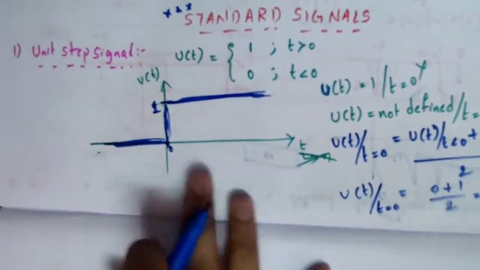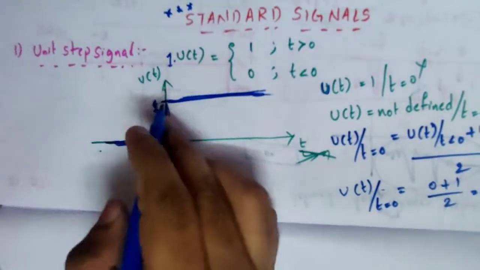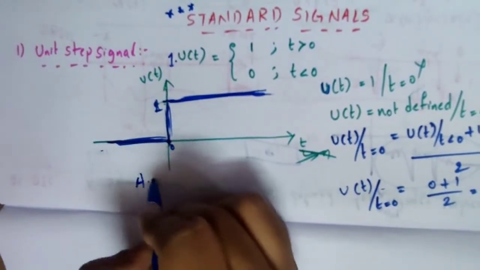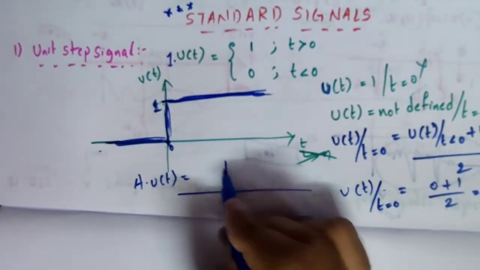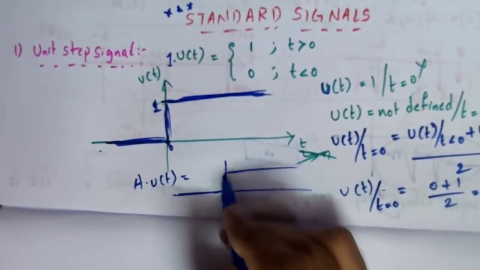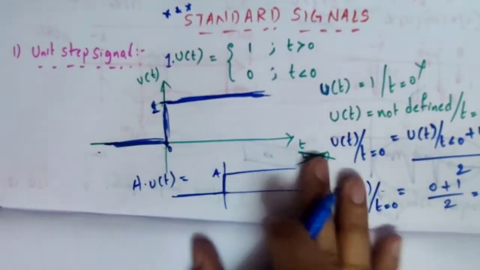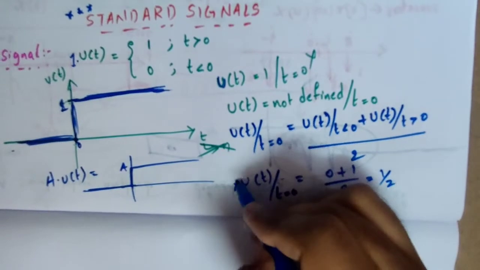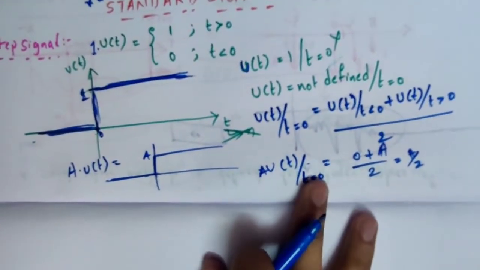There is one more thing. So far we have discussed amplitude 1 into u of t. If it is a into u of t, then how would you draw this? In the same way, but the change is that the amplitude would be a, not 1. That's the difference. Even here, if it is a into u of t, it would be a by 2 at t equals 0.